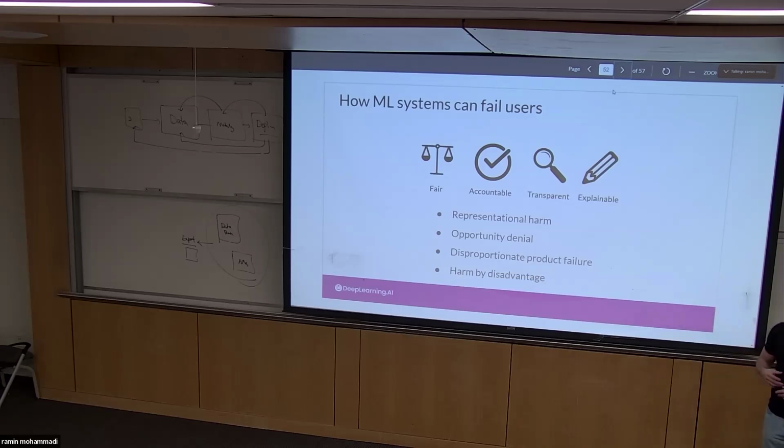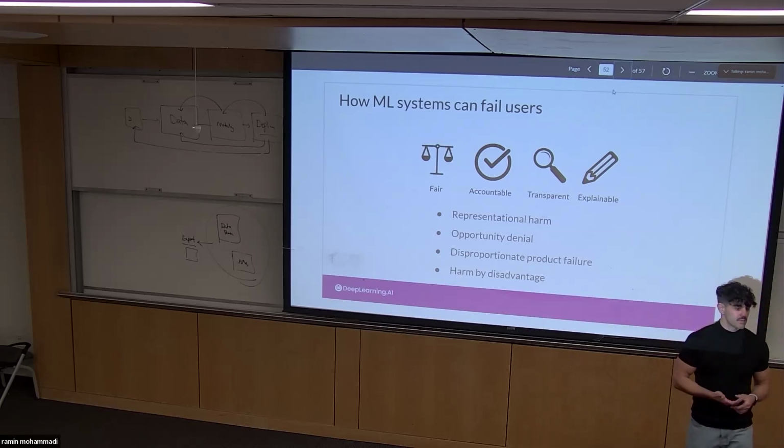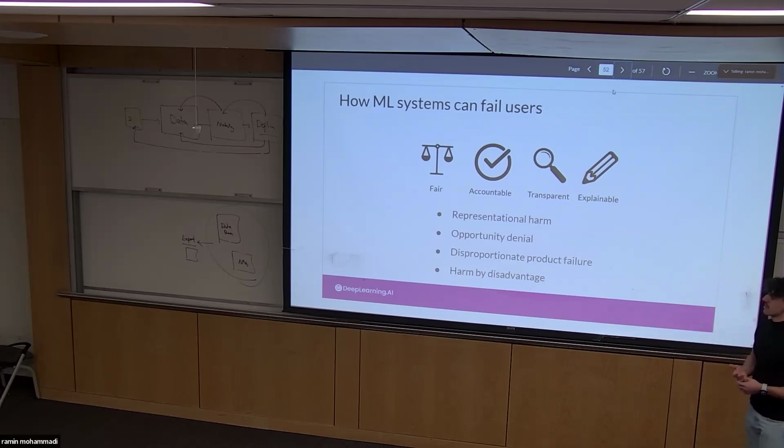Opportunity denial is the same thing I always talked about at the beginning of this class. Imagine you apply for university admission and you just get rejected. From the model's perspective, it's just one false positive, but from your perspective, it basically impacted someone's life, right? So that's opportunity denial.